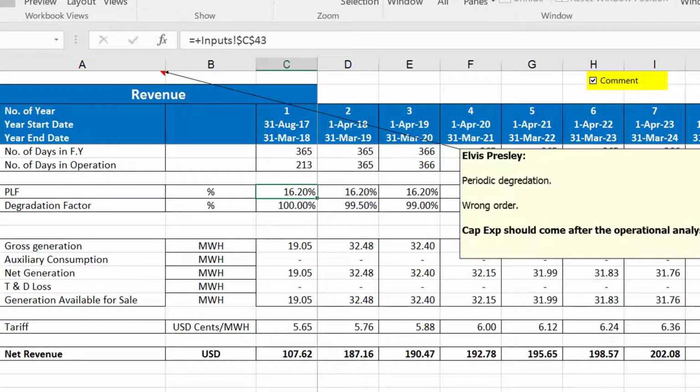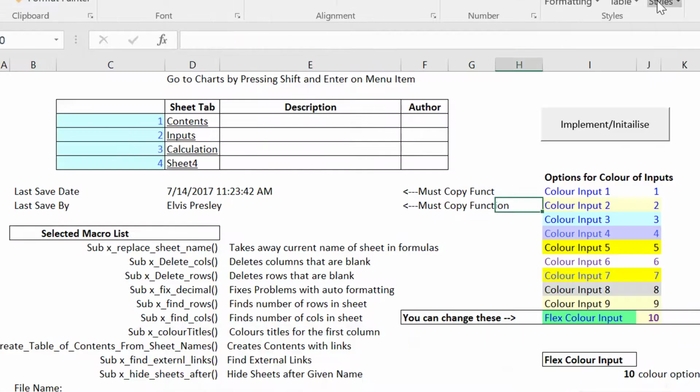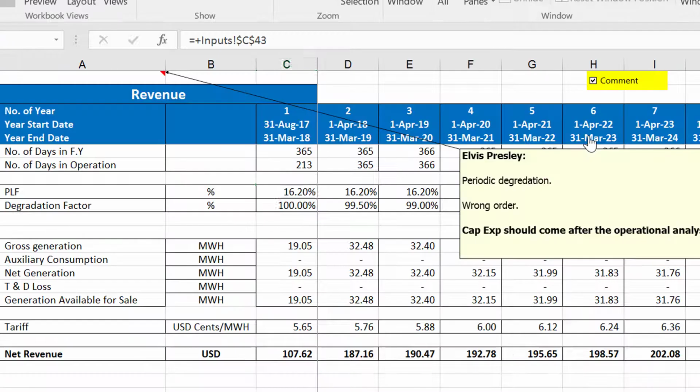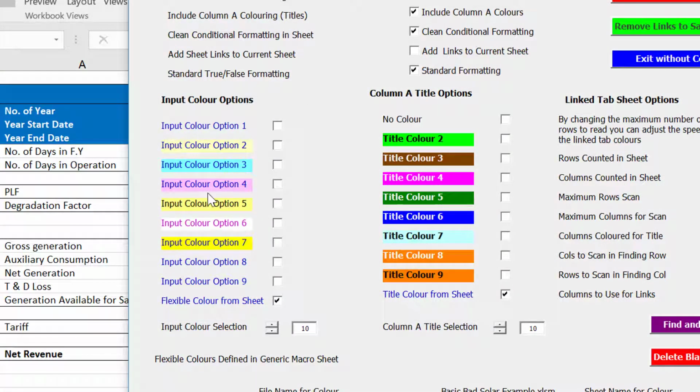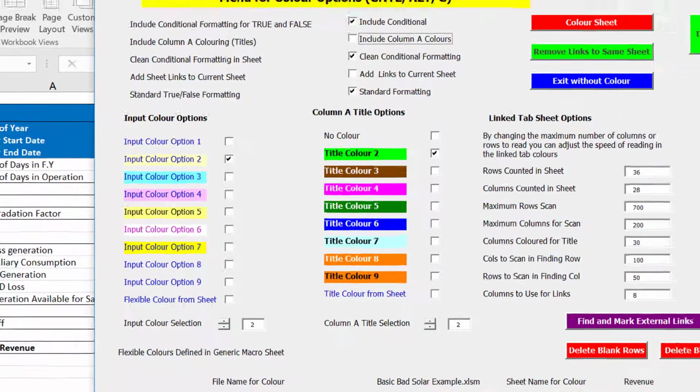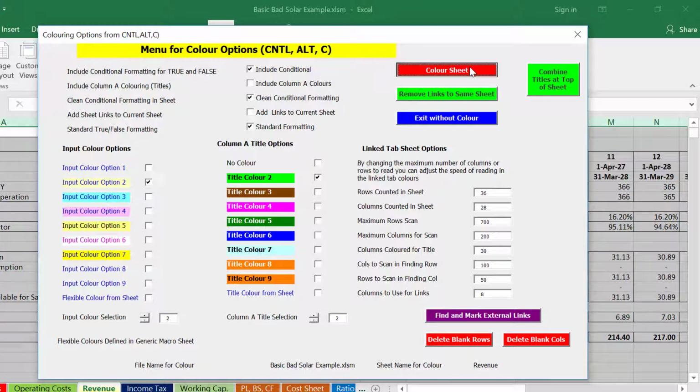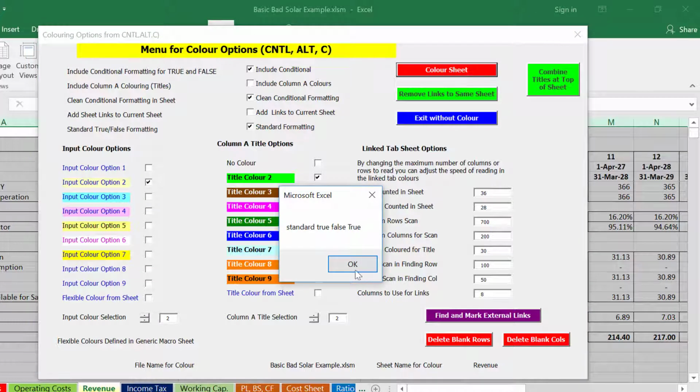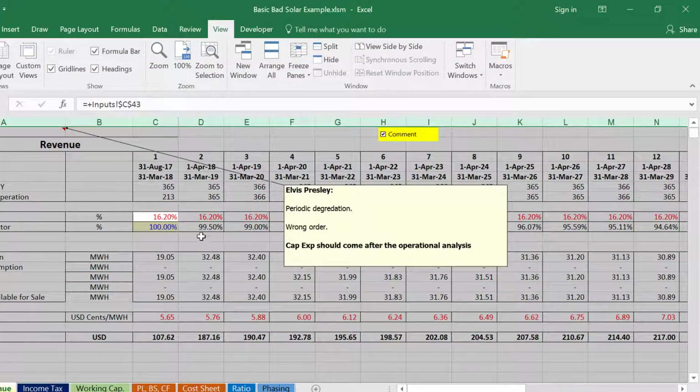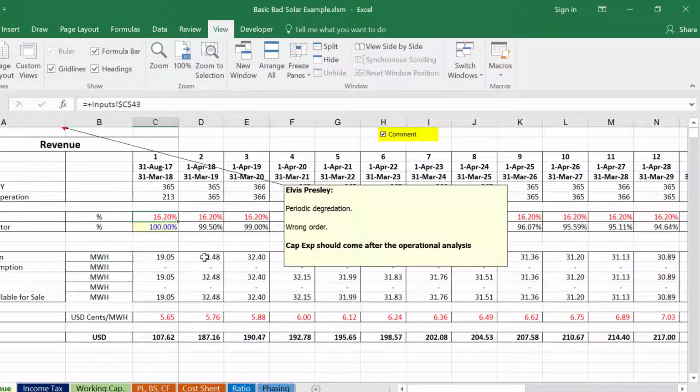No. Okay, and we need to open the generic macros, and this time I have to press the initialize, Shift Alt C. And let's make this the color option today. Let's make it green, and let's not include column A because he didn't leave a space. He. I'm not telling you who it was. And then we can kind of see where the numbers come from.